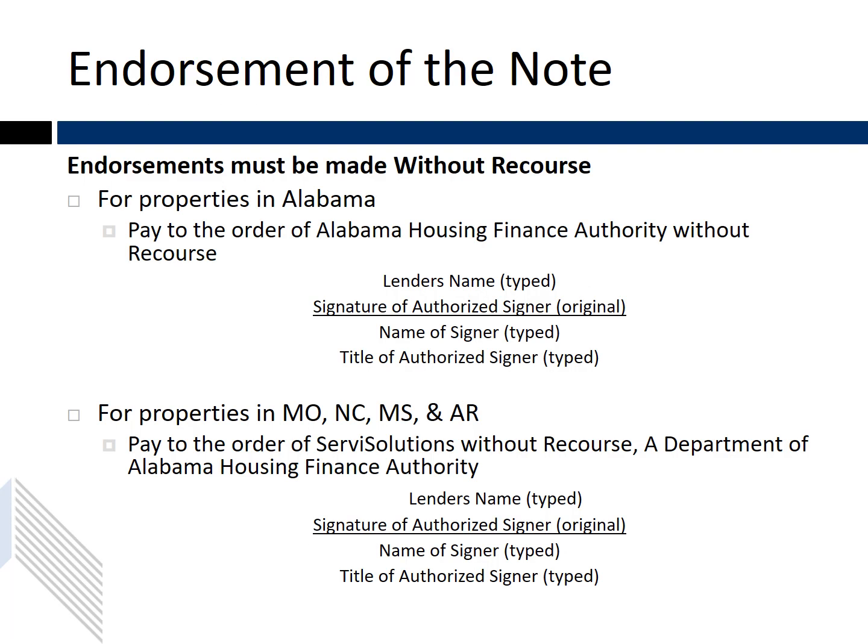The endorsement to the note should be formatted as follows. For properties located in the state of Alabama, pay to the order of Alabama Housing Finance Authority without recourse. And for properties located in Missouri, North Carolina, Mississippi, and Arkansas, pay to the order of Service Solutions without recourse, a Department of Alabama Housing Finance Authority.